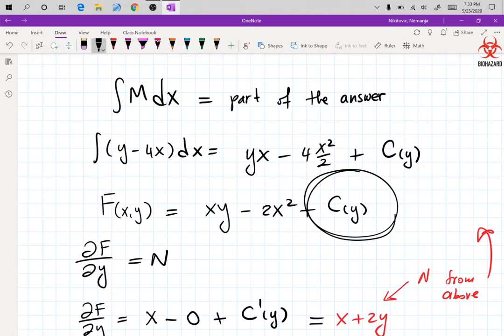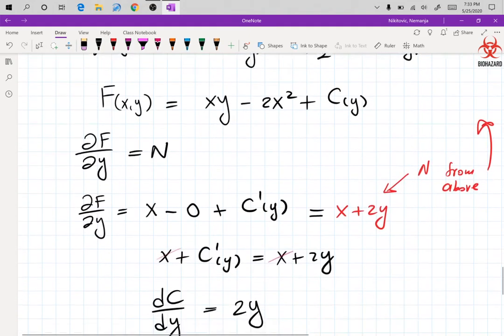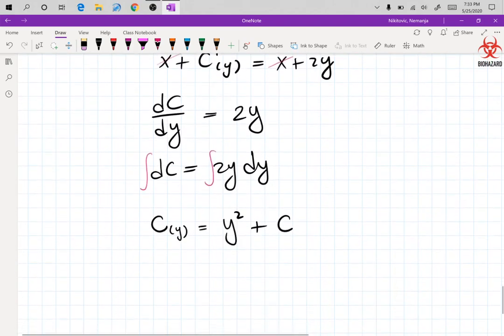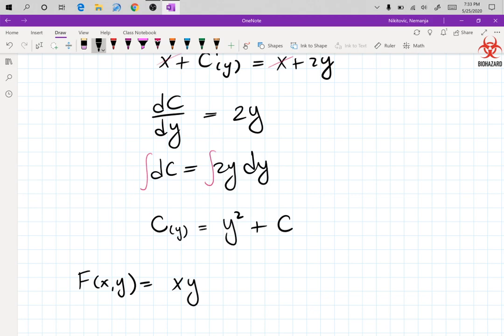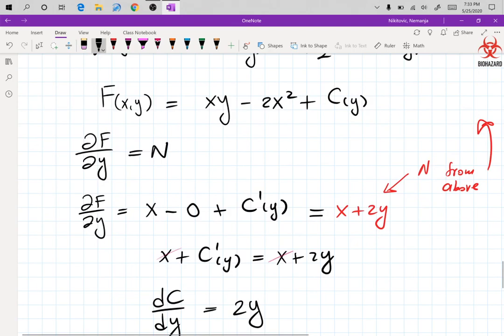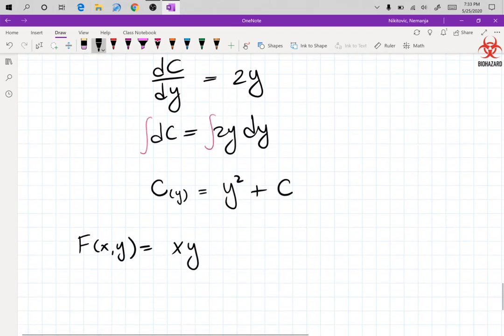That goes in here. So, what's my f of x, y? The solution. f of x, y is equal to xy, what was it? Minus 2x squared plus y squared plus this big fat c.